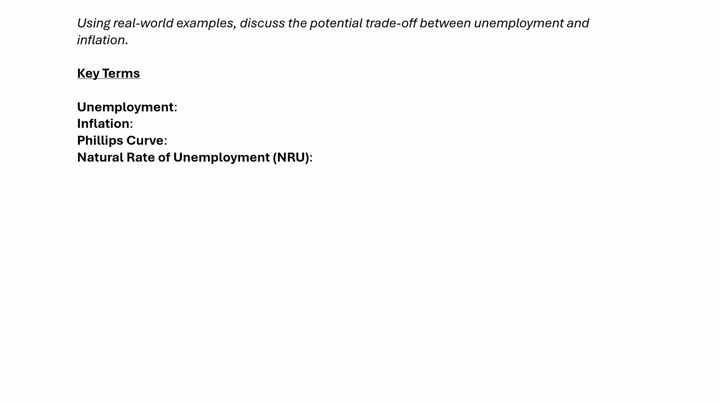All right, so this question is asking us to use real-world examples to discuss the potential trade-off between unemployment and inflation. So you've got unemployment and inflation, two key concepts. This question is really about the Phillips curve, which shows us the inverse relationship between unemployment and inflation in an economy. In other words, if you want low unemployment, this will come at the cost of high inflation. But if you want to keep inflation low, then this will come at the cost of high unemployment. So it's kind of like picking which option is less bad and going with that.